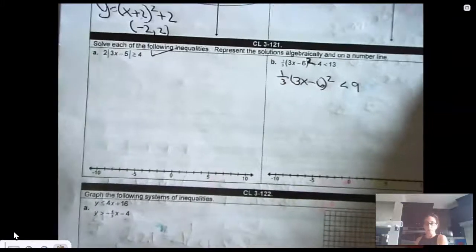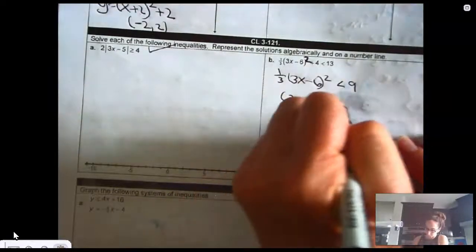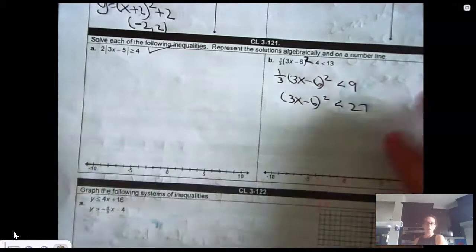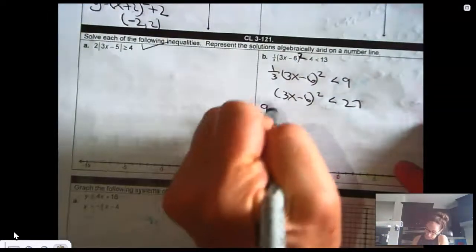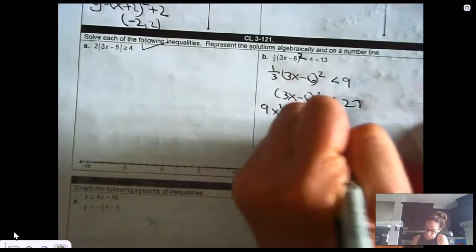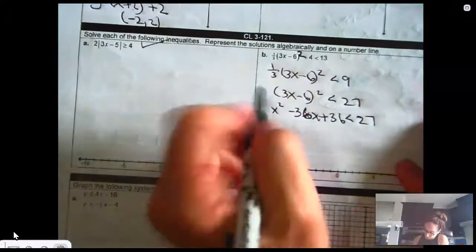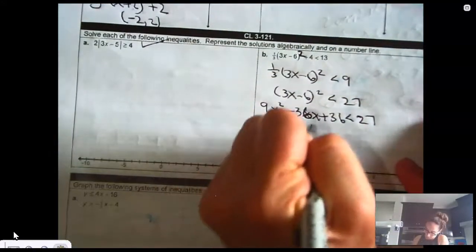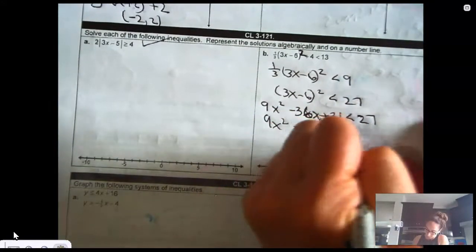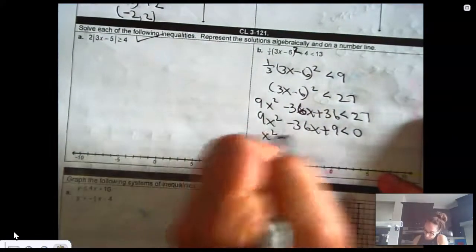How do you get rid of a fraction? Multiply by the denominator. Then box this out. Then move the 27 over. Then I would divide by 9.